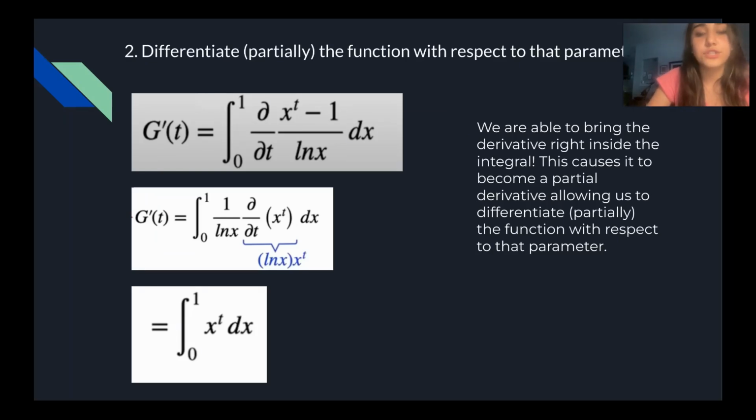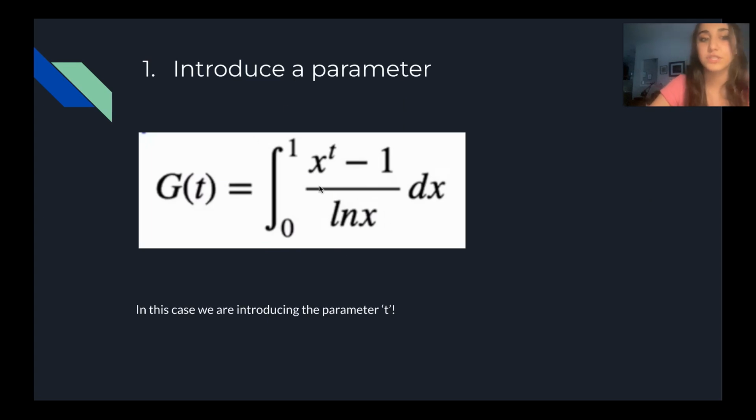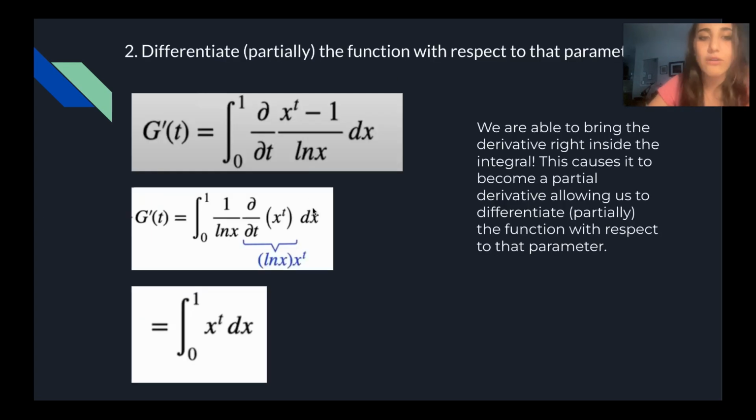Next, we're going to differentiate partially the function with respect to that parameter that we have just introduced. Now for this, it is obviously going to be really hard to take the integral of this. It's going to be very difficult to take this integral. However, it would be very easy to take the derivative with respect to our new parameter t.